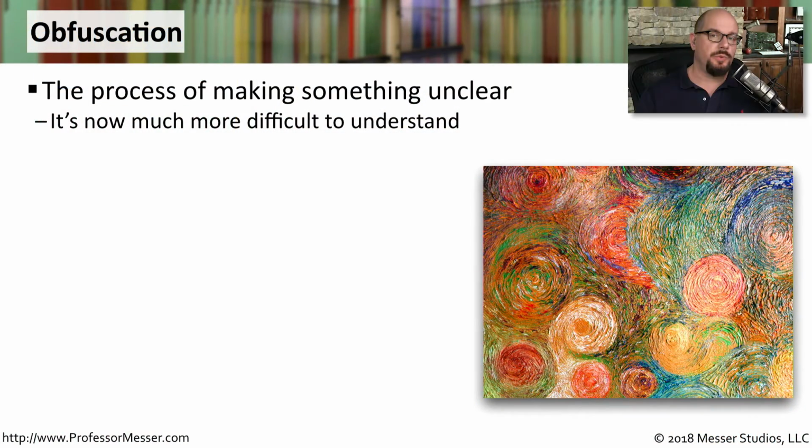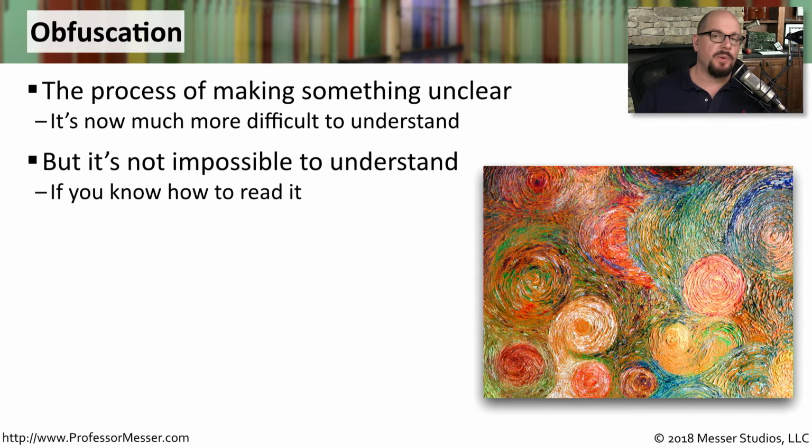What if you didn't want to encrypt information, but you still wanted to make it a little bit more difficult to understand? This is the process of obfuscation. Obfuscation means that we take something and make it much more difficult to understand. It's not impossible. If you had enough time and enough patience, you could probably put it back together in a way that would make sense to you.